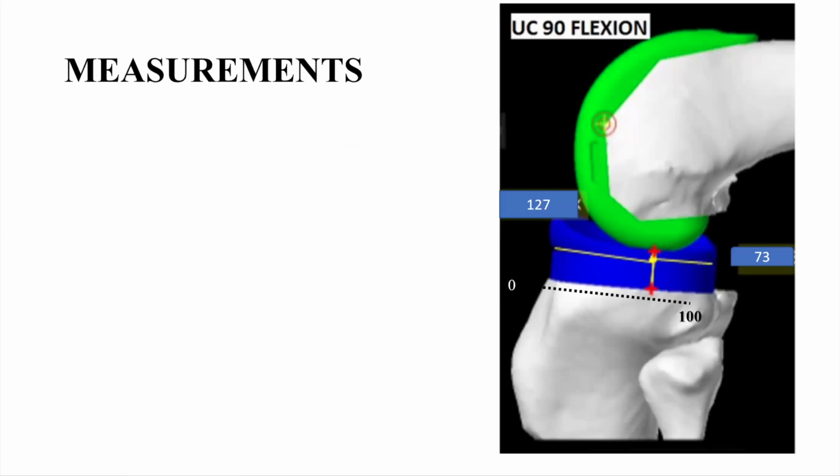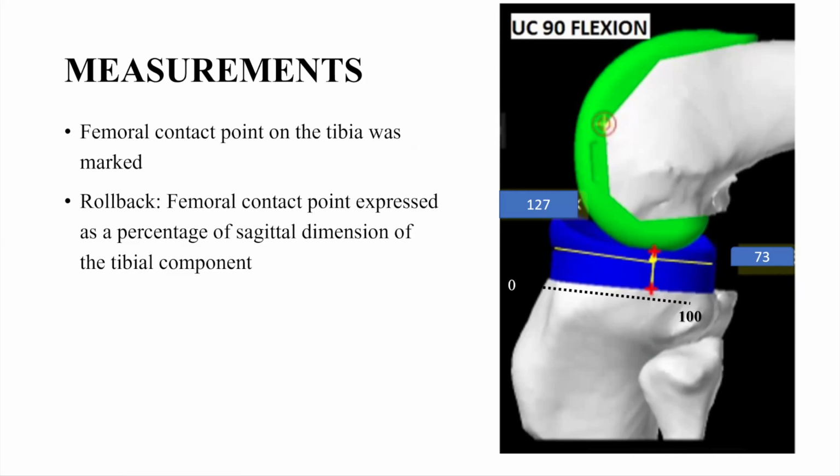So how do we measure rollback? We use this kind of methodology. We mark the contact point between the femur and tibia, the lowest point where the femur contacted the tibia. Rollback was expressed as a percentage of the sagittal dimension, meaning if it is 70 from the anterior edge of the insert to the contact point and 30 from the contact point to the posterior edge, then the rollback would be considered to be about 70%.